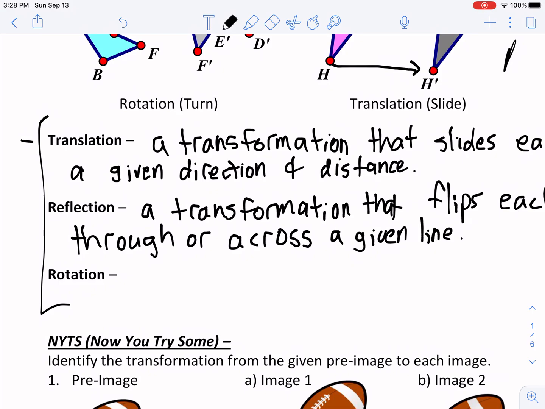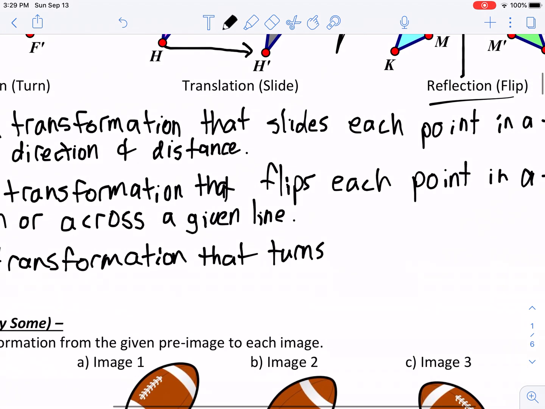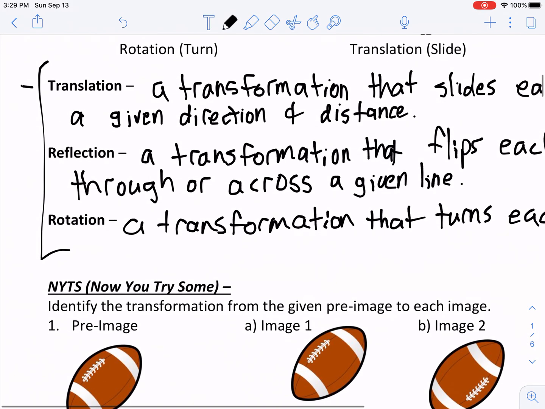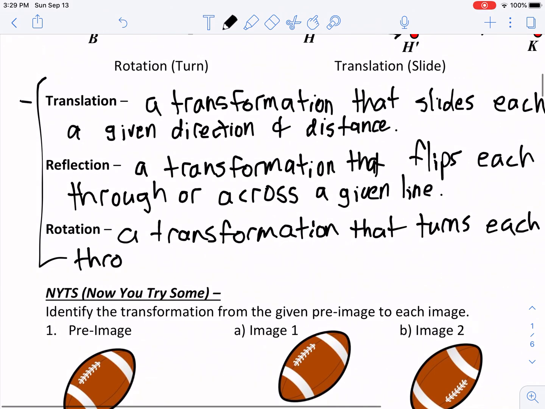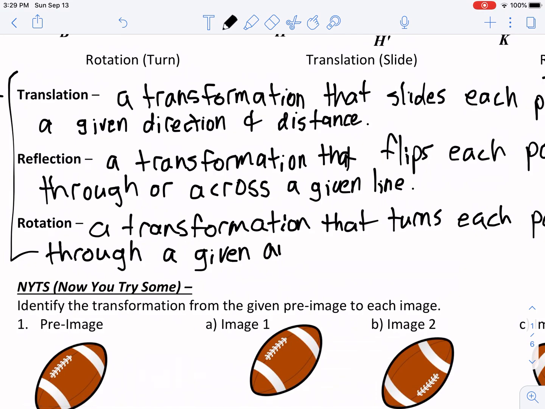over some line, okay? And a rotation is a transformation that turns each point in a figure through a given angle around a fixed point.